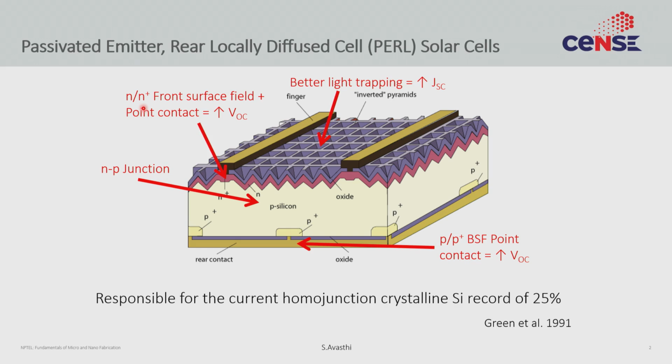Okay. So by the way, this cell that I'm talking about actually has a record of around 25.4% or so efficiency. Since then, the silicon solar cell efficiencies have been increased to around 26%, but they use something called heterojunction, which again I shall not cover in this course.